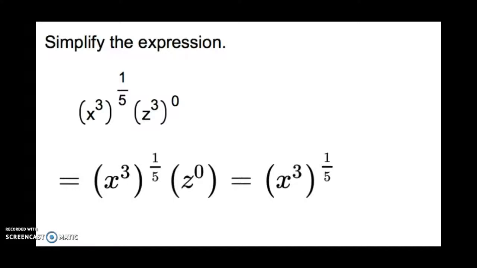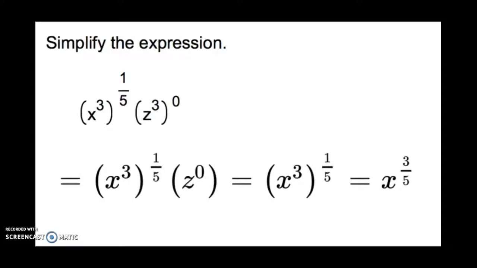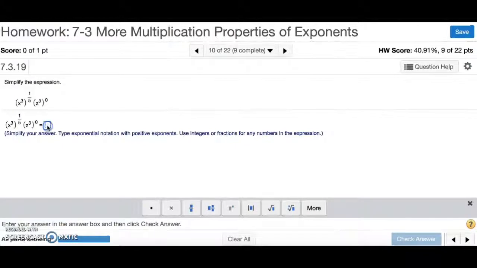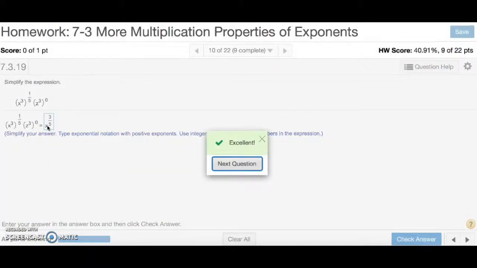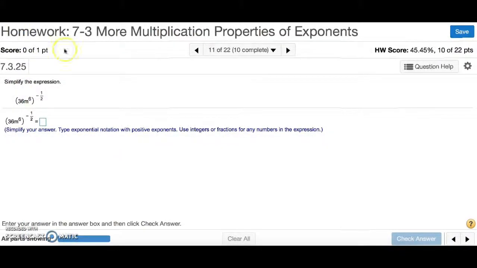When I raise a number to an exponent, I multiply the exponents, so I'll have 3 over 5 as my exponent, so x to the 3/5 power. So let's put that in. I'm going to type in x to the 3/5 power, and that's number 10. Okay, number 11. You are again being asked to raise 36m to the 6th to the negative 1/2 power. So let's take a look at that.